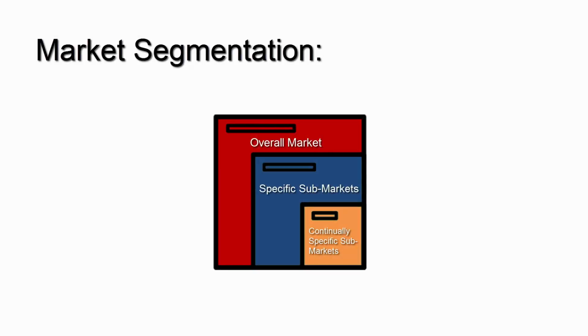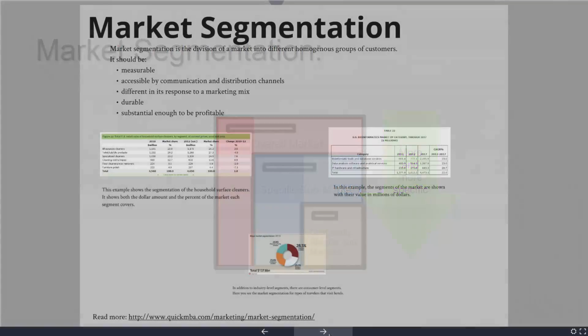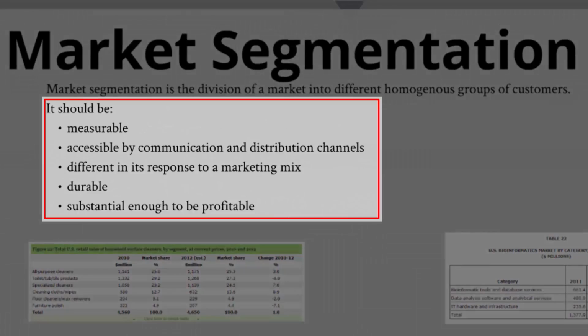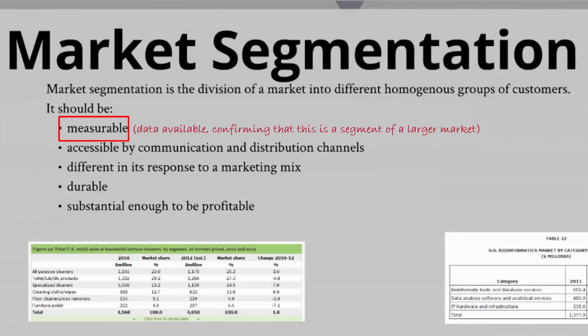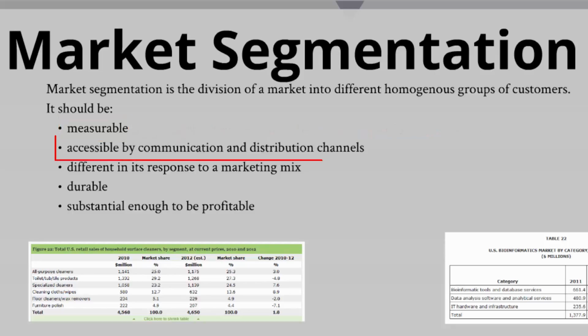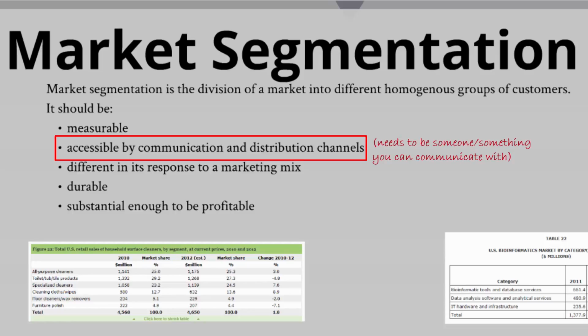Now, market segmentation is the division of a market into different homogeneous groups of customers or products that customers would potentially buy. So within this, there are these 5 key points. A market segment is measurable. So you can actually look at and acquire some data to identify that, yes, this is a segment of the market. It is accessible by communication and distribution channels. And what that means is babies are not really a market segment. Parents who have babies is a market segment because you can reach them with advertising, marketing tactics.